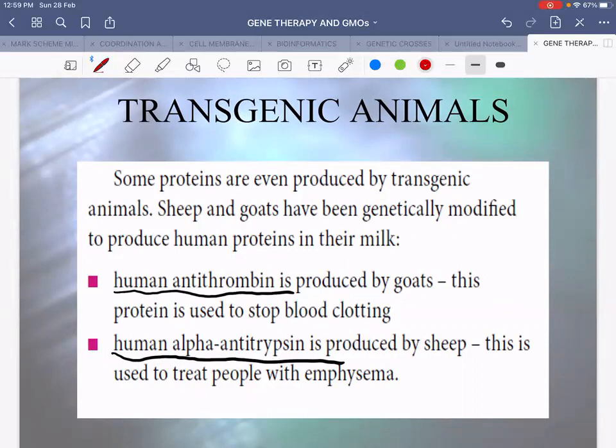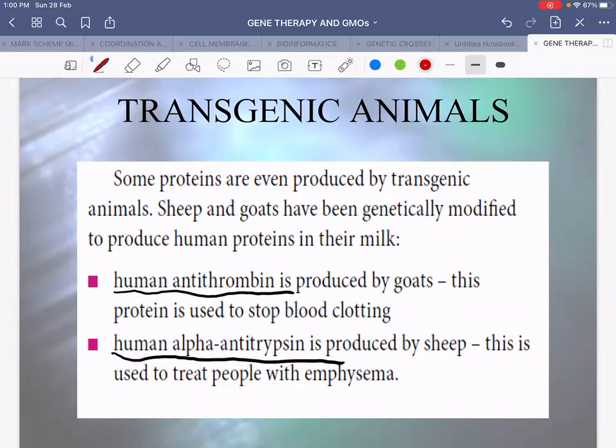Antithrombin से पता चल रहा है कि ये clot नहीं बनाता. This is also required because see, just as we have clotting factors, we have anti-clotting factors also to balance all this. So human antithrombin can be produced by genetically modifying goats. Okay, this protein can be used to stop blood clotting. Let's say if there is a person who's suffering from a disease in which he has excessive thrombosis, okay, तो उसको हमें ये देनी पड़ेगी.